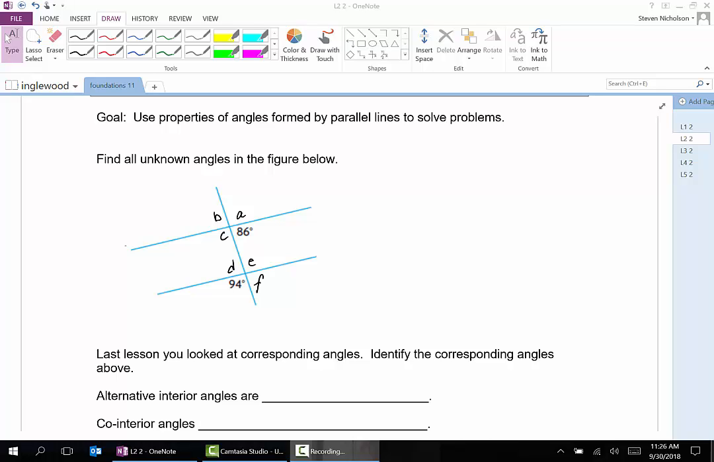Today we're going to look at three new angle properties, and we're going to use those properties to answer questions. So pause the video for a sec, and in the diagram below, figure out all the unknown angles.